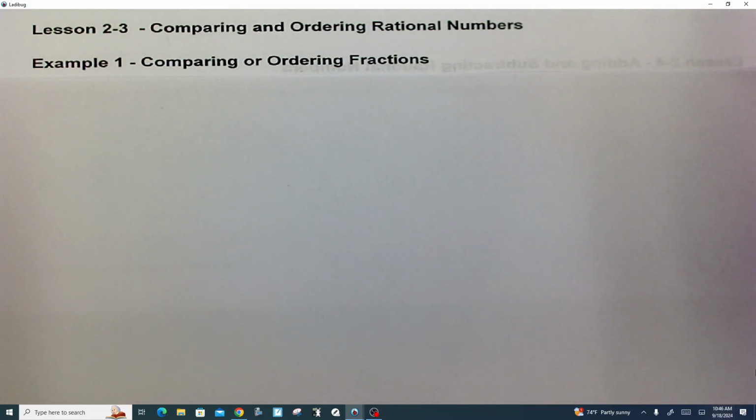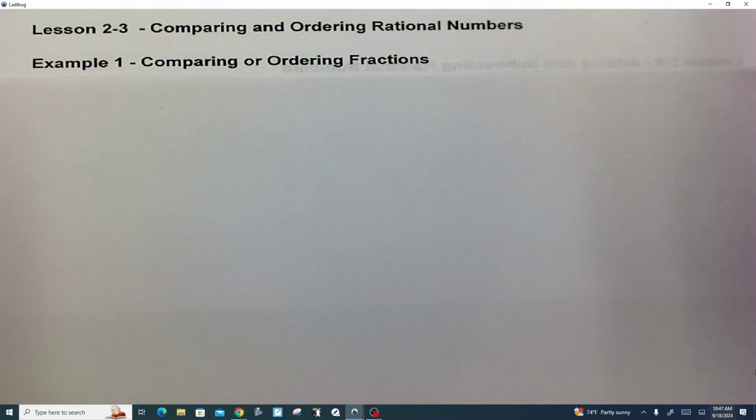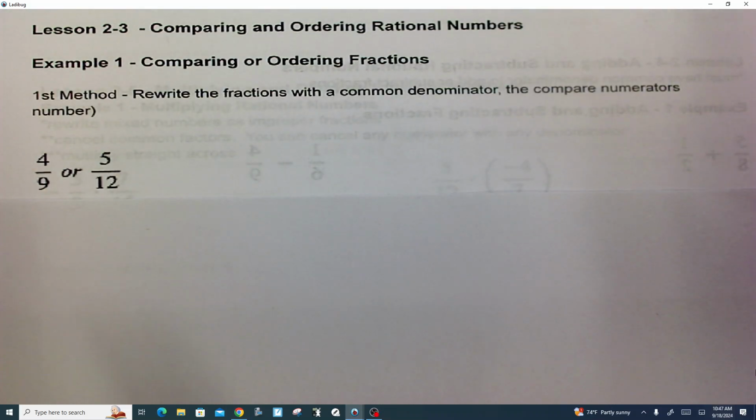Hey folks, let's take a look at how to compare and order rational numbers. So essentially, what we need to do is compare fractions, possibly compare decimals and that sort of thing. So how can we compare fractions?